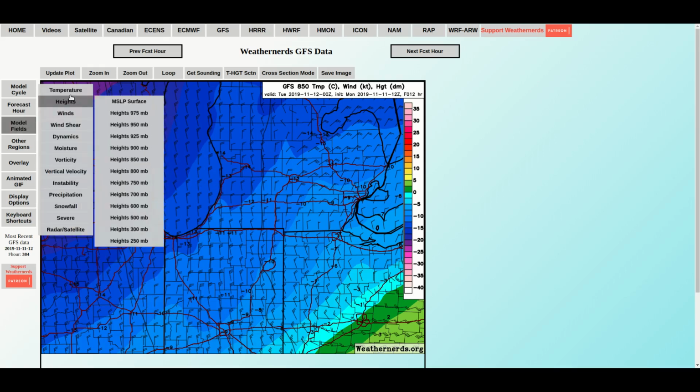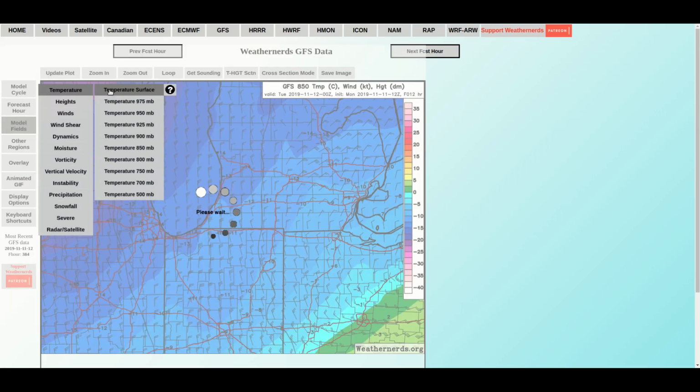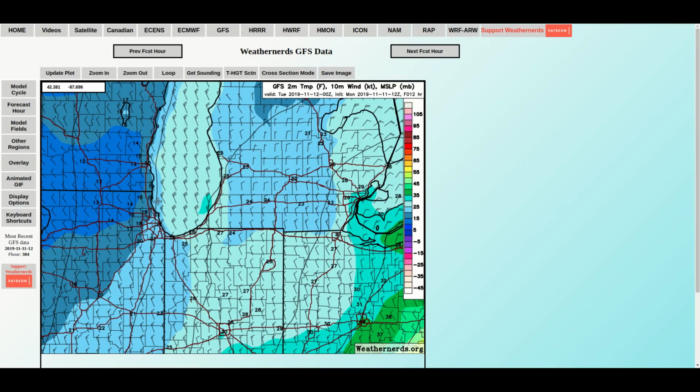Maybe if we look at the surface temp, we get a feel for the lake temperatures. Now this is the 2 meter air temperature, so the lake is actually quite a bit warmer than this. But so lake's probably still 45 Fahrenheit here on the eastern side. So there's tons of instability there.